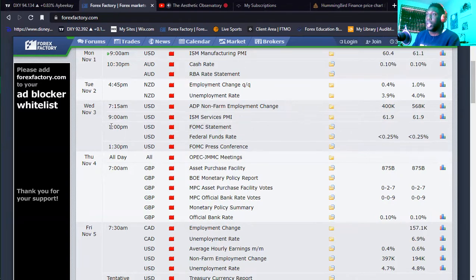You really want to watch out for this FOMC statement. I usually like paying attention to what the market is doing during the press conference and not the statement itself, because what's said in the press conference is usually what determines the direction the market may go. Thursday, all day, we have OPEC JMMC meetings. That's for oil if you are an oil trader.